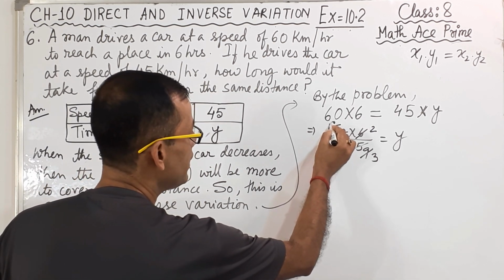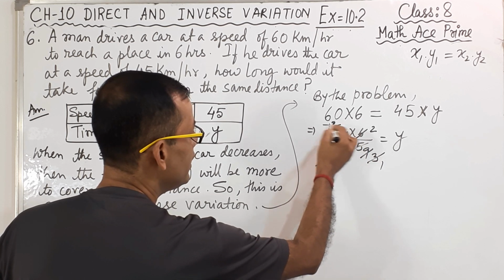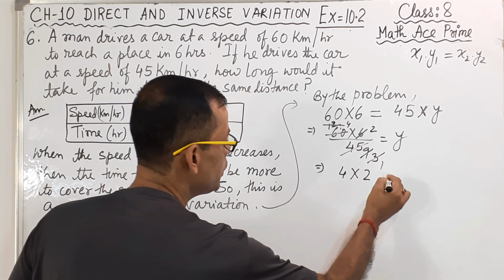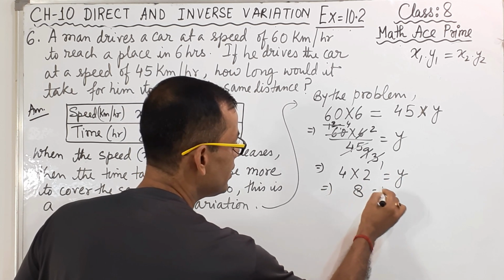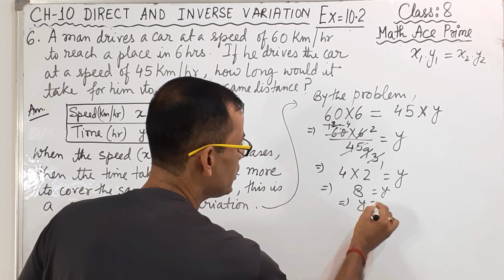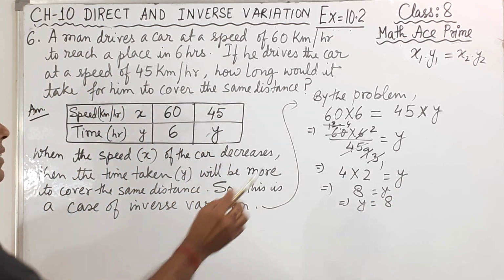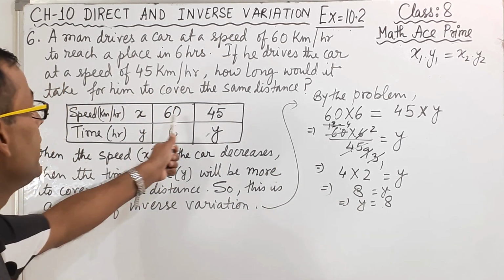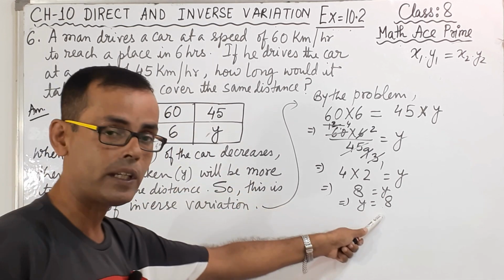See here, upside it is 12. Okay, downside it is 3. 3 1s are 3, 3 4s are 12. So what you get? 4 into 2 is equal to y. तो कितना आ गया? 8 is equal to y. So y is equal to 8. So the person is taking 8 hours. Understanding? When he decreases the speed from 60 to 45, he is taking more time, 8 hours.